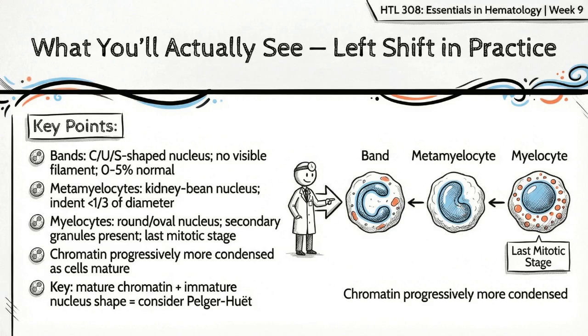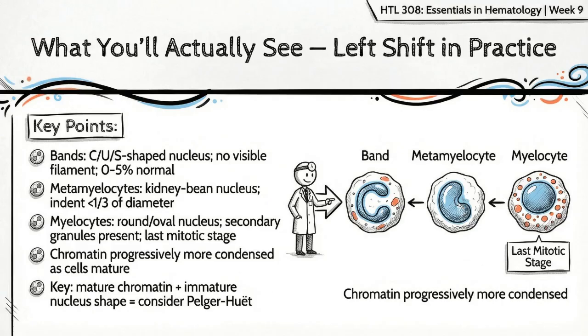Metamyelocytes have a kidney bean-shaped nucleus with an indentation that takes up less than 1/3 of the hypothetical round nucleus diameter. Myelocytes have a round to oval nucleus, eccentrically placed, with both primary and secondary granules visible.